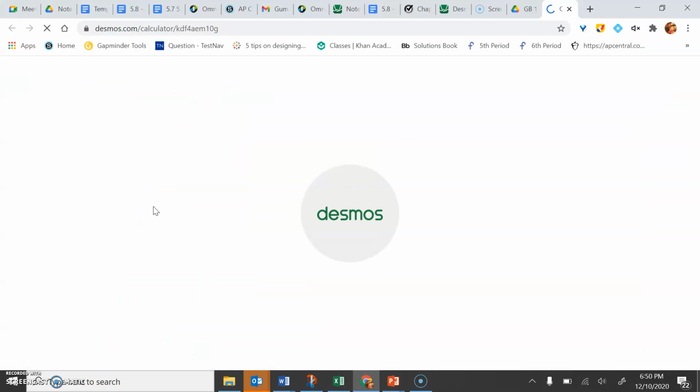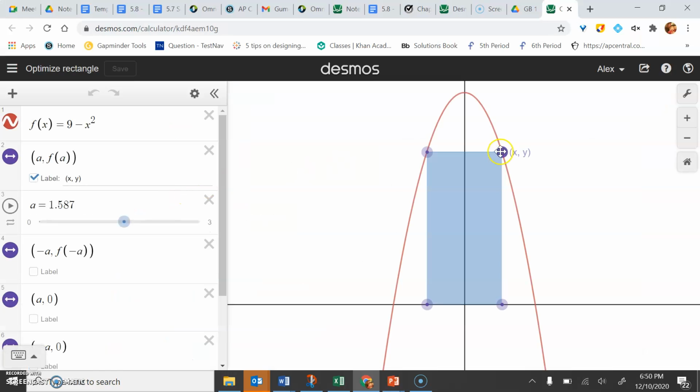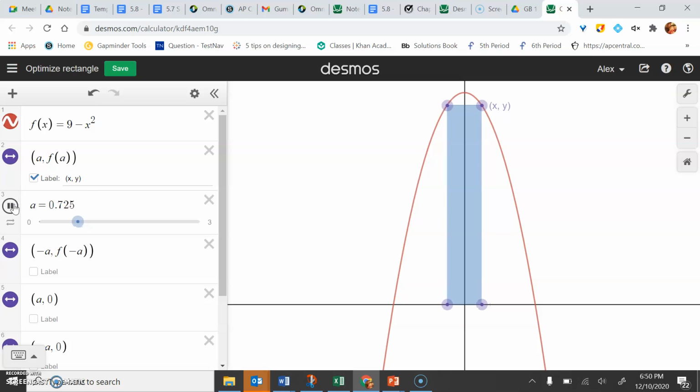I'm going to go to Desmos, and I have this graph here, and if I change this value, you can see that I could have a really fat, wide rectangle, or it could be really narrow and tall. So there are infinitely many rectangles that I could have, but what I'm wondering is which one has the largest area. So that's what I'm trying to figure out.